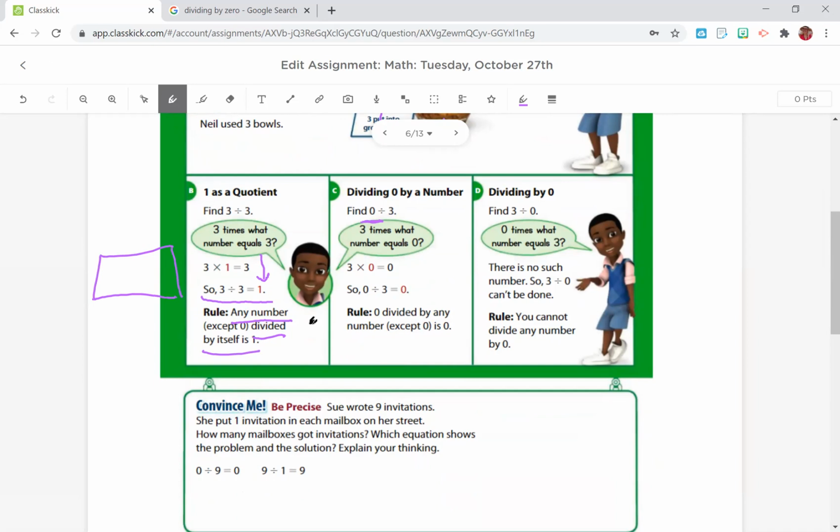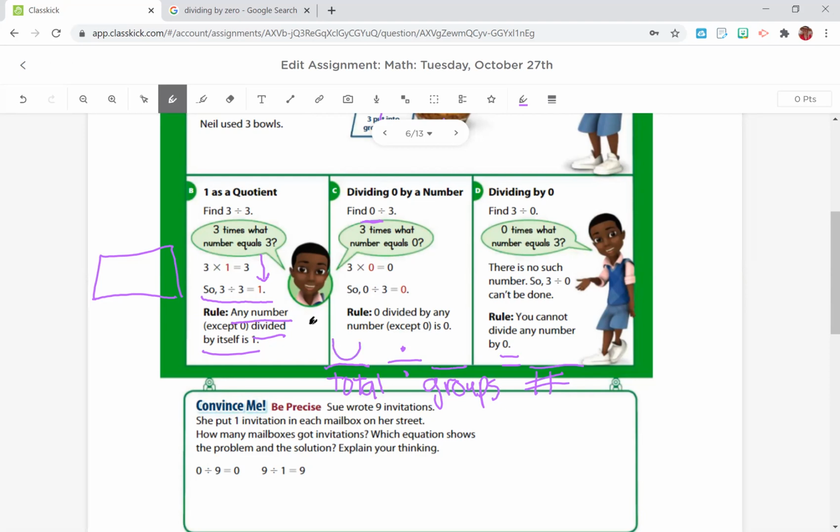Let's look at box C, dividing 0 by a number. Let's do a quick review of what each part on a division equation means. The first number, the dividend, is the total number that you're sharing. The second number is the number of groups. And the final number, the quotient, is the number in each one of those groups.